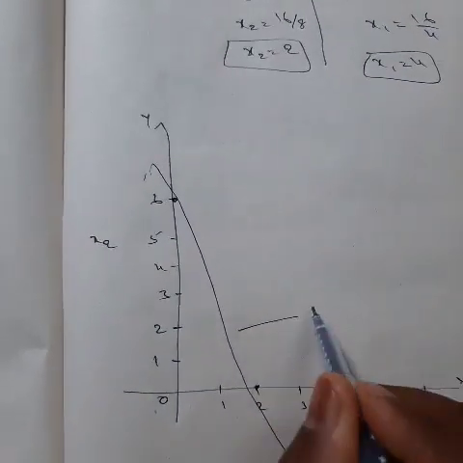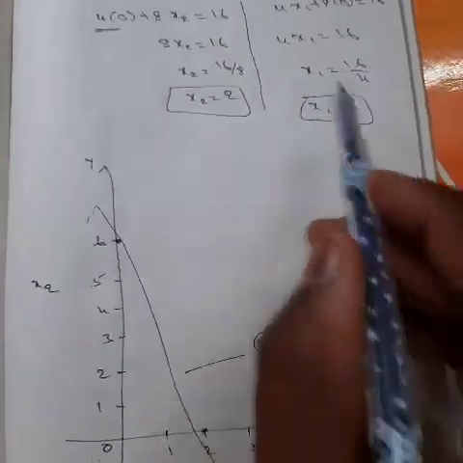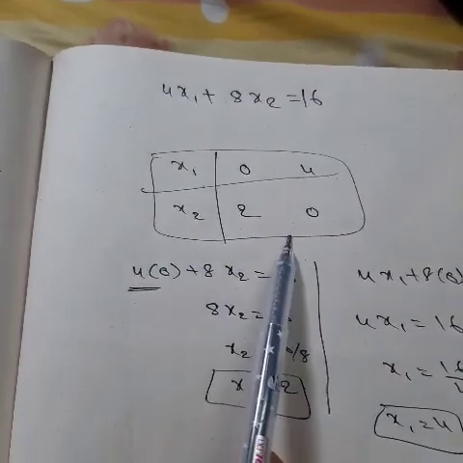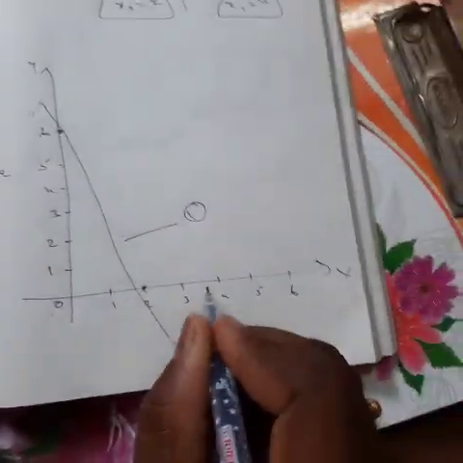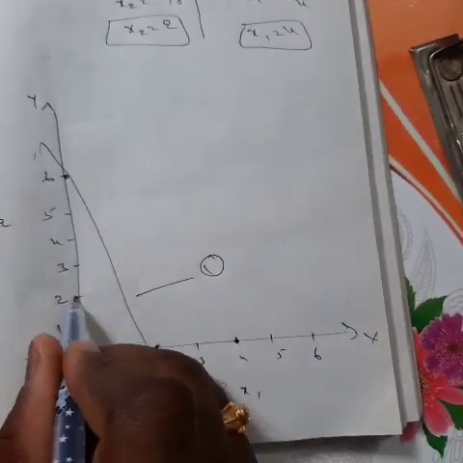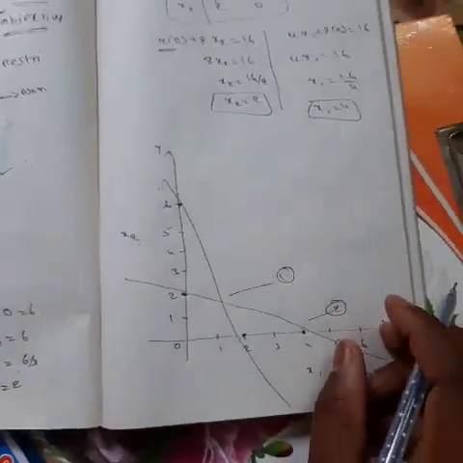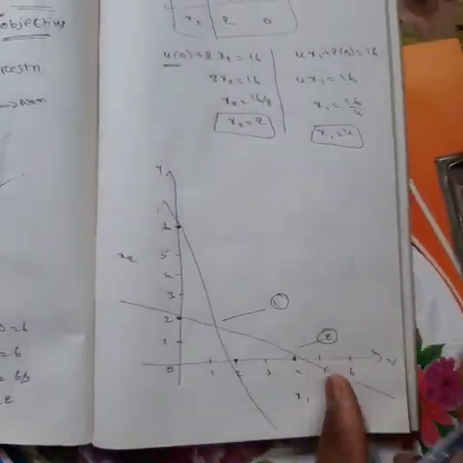This is equation 1 and the second equation coordinates are x1 value is 4, x2 value is 2. So x1 value is 4 here, x2 value is 2 here. So join these two lines. This is called equation 2. So this is a graphical representation of the given linear programming problem.